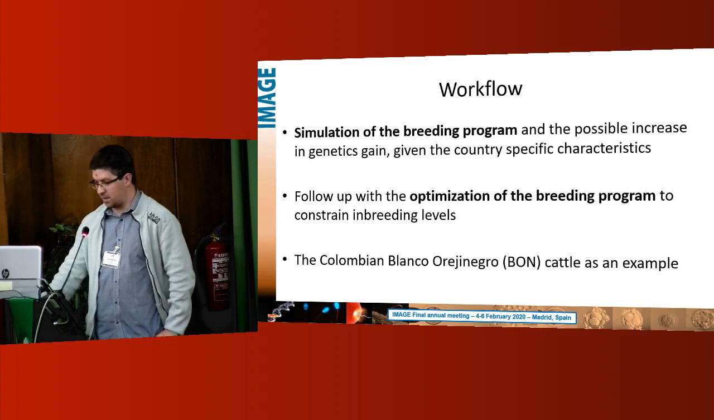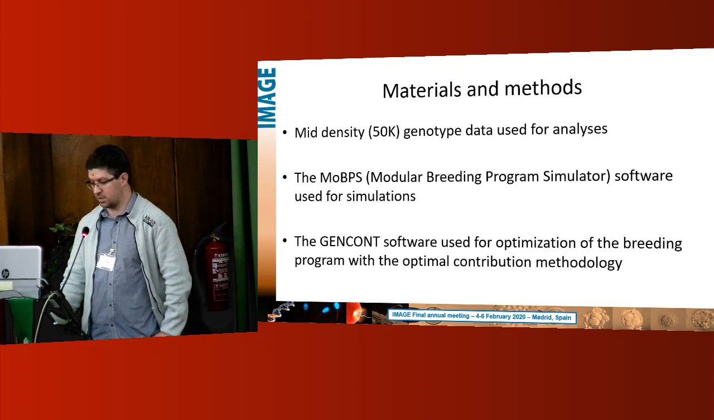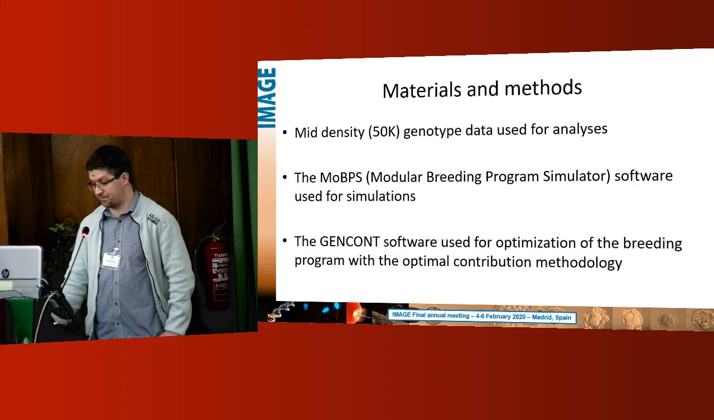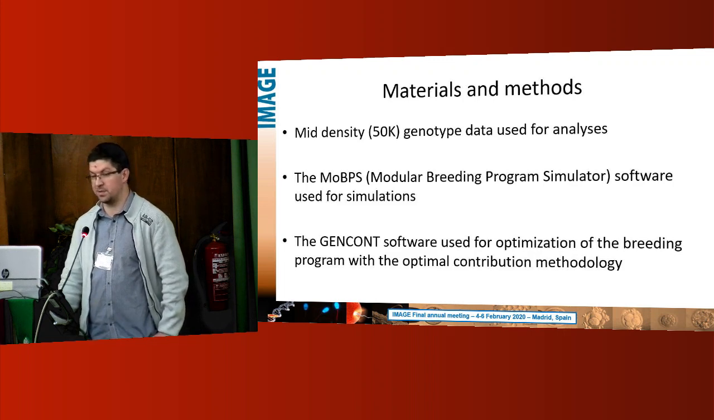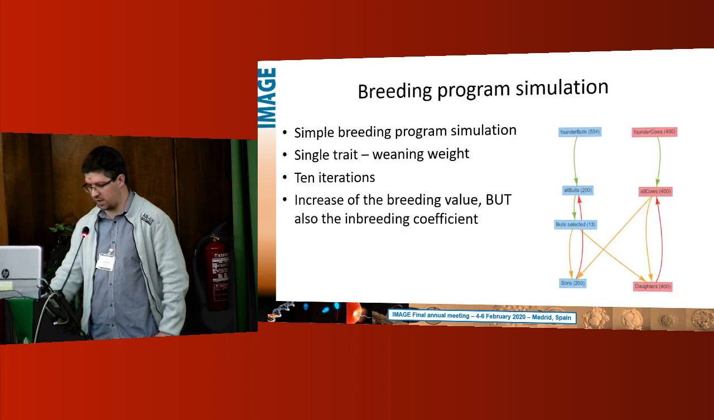So this is our workflow. The two programs that we used are MOPS and the GeneCont software for optimal contributions. And we also have genotypes, including mid-density 50K genotypes from these animals in this Blanco Ojinegro cattle.